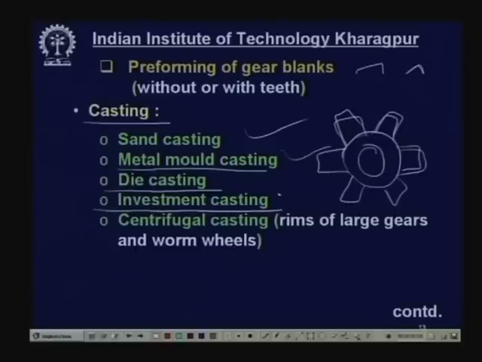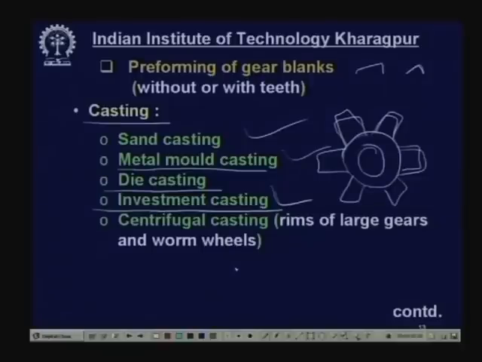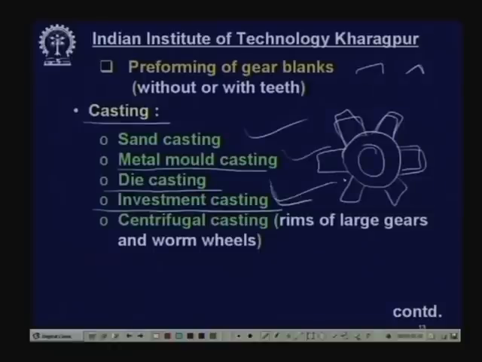Investment casting is a costly process, but it is used for making very precise, accurate gears straight away by casting, where the material will be exotic and the total shape will be complicated. So manufacture of a few pieces, or lot production of precision gears of exotic materials with complicated geometry, is done by investment casting. Centrifugal casting is employed for large gears.